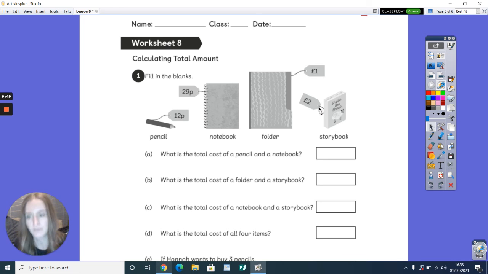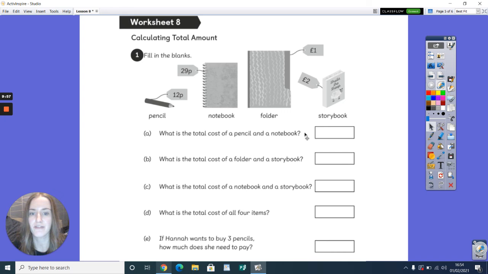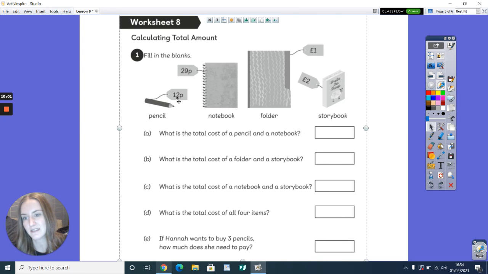So remember, counting the pounds first, then the pence. What is the total cost of all 4 items? And then Hannah wants to buy 3 pencils, how much does she need to pay? So 3 of them pencils, and they each cost 12p.